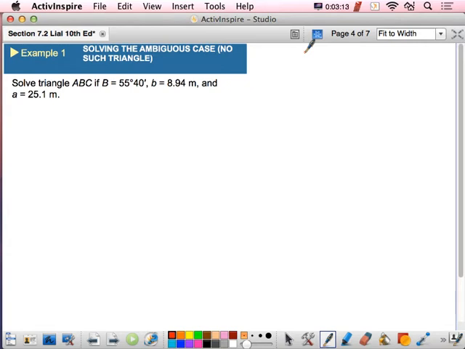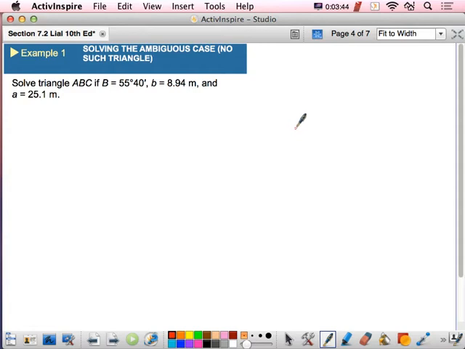Let's take a look first at this example, and you can see that we've already pointed out that when we finish, we're going to realize that there is no such triangle to meet this criteria. So this is an impossible situation. How do we determine that? If we have a triangle ABC, and we know that angle B is 55 degrees and 40 minutes, side little b is 8.94 meters, and side little a is 25.1 meters. That's all we know. So we need to get a diagram going.